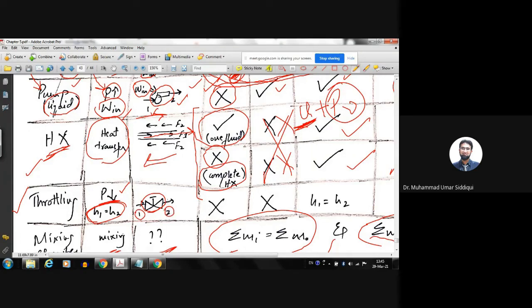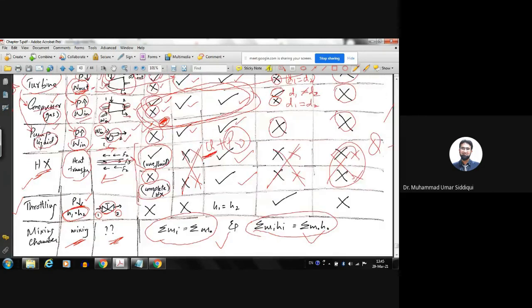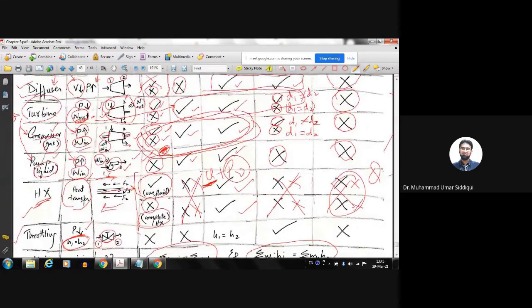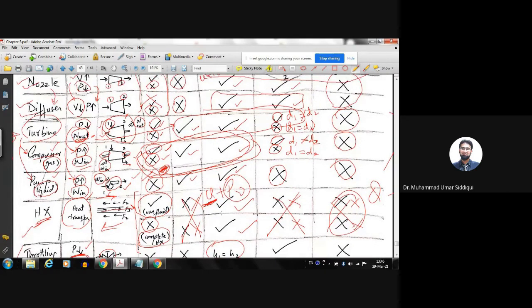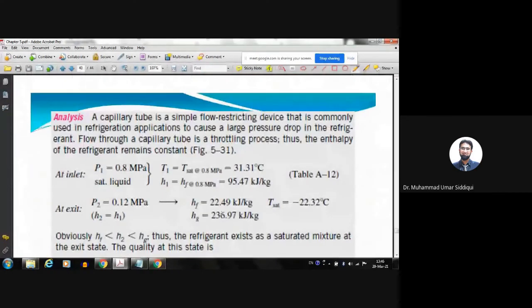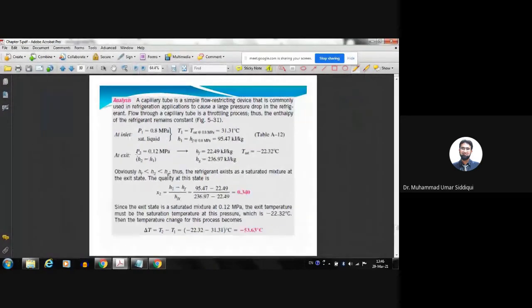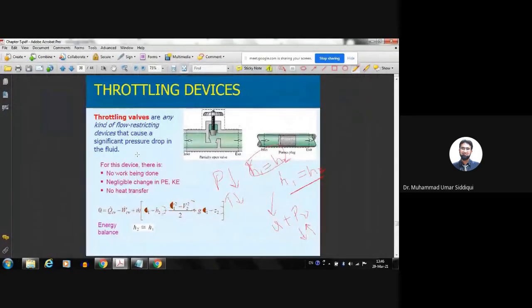For the case of a throttling device, there is no heat transfer from the system to the surroundings, and there is no work done. The only thing is that the enthalpy is constant from inlet to exit. This is the main thing in order to analyze a throttling device. So let's see a problem related to it, and things will become much clearer when we solve it.